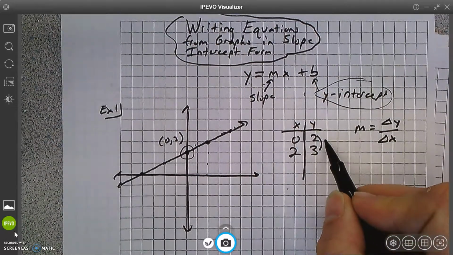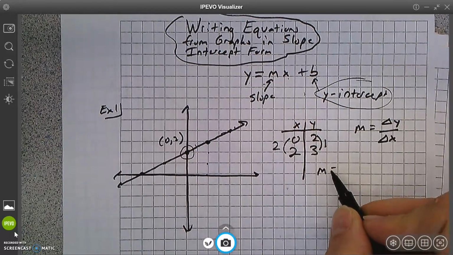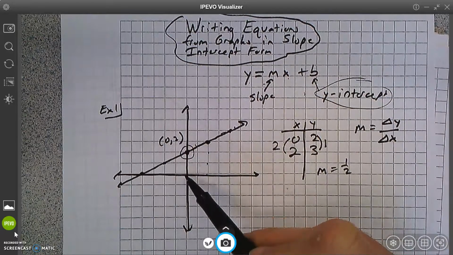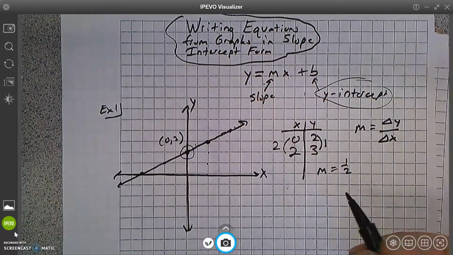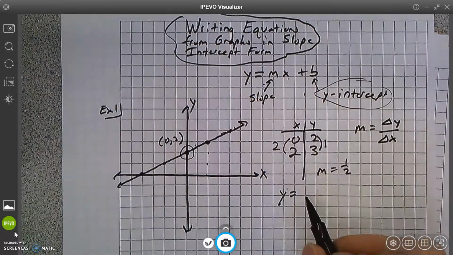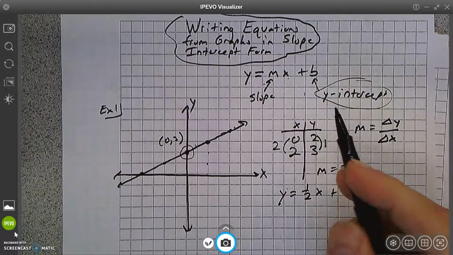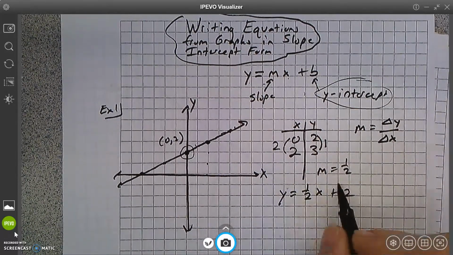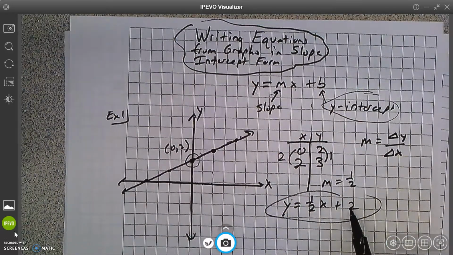Okay, so the slope is the change in y over the change in x. The change in y, 2 to 3, is up 1. Change in x is up 2. So the slope is 1/2. The y-intercept is 2 right here because that's where it touches the y-axis. This is the x, this is the y right there. So y equals slope 1/2 times x plus y-intercept 2. So that is the equation of this line: y equals 1/2 x plus 2.